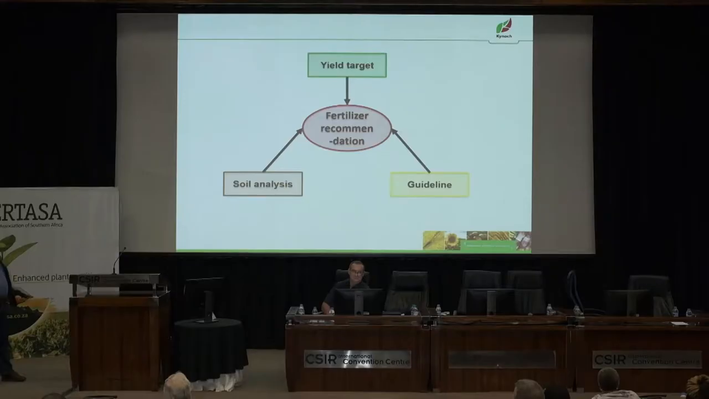So how do you make a fertilizer recommendation? You know that. Again, it's a triangle. You don't only use that triangle in the lab. You need a yield target, a guideline, and a soil analysis to make a fertilizer recommendation. Now about the yield target, we can talk a lot. Must you use the average over the last 5 years? Or must we use what we think it will be?